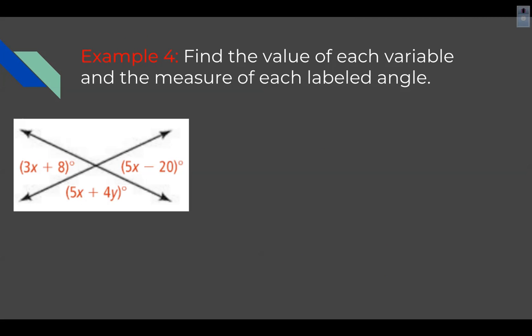So let's take a look at our last example. Find the value of each variable and the measure of each labeled angle. So we have to find the value of x and y and also figure out what these measures are. Now remember, anytime you have vertical angles, you also have a pair of supplementary angles. So we have these are a linear pair, these are a linear pair, these are a linear pair, and these are a linear pair. So these are vertical.